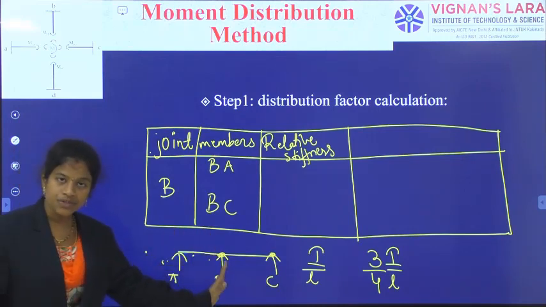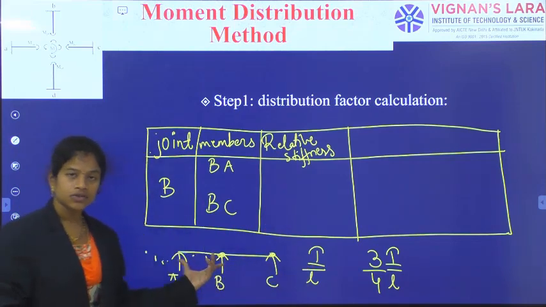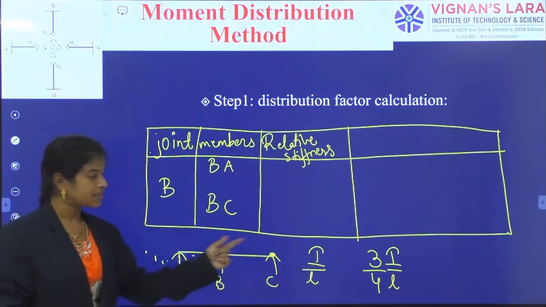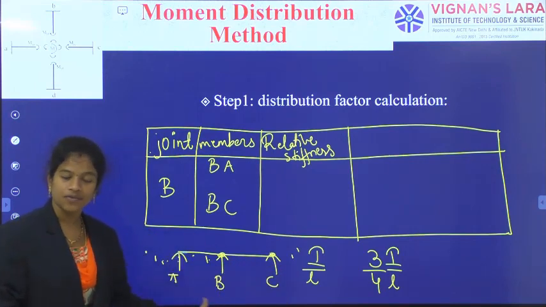So, I am observing end B. The farther end is A or the farther end is C. So, if the farther end is fixed, then I will calculate I by L, moment of inertia of the member by length of the member.